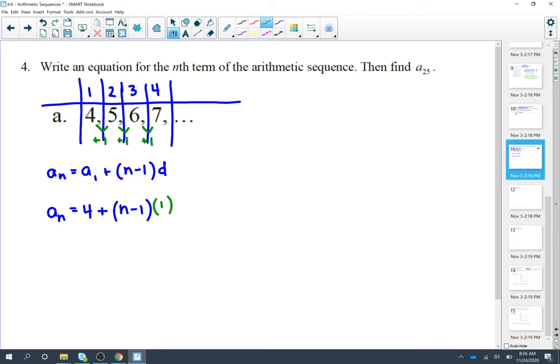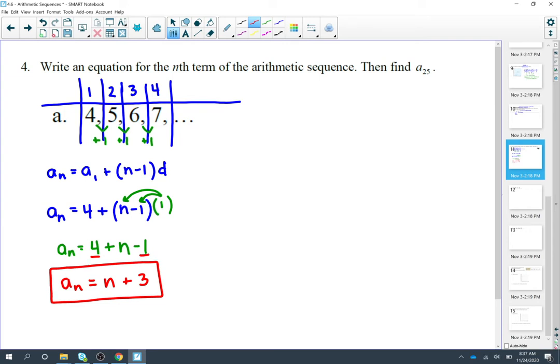Now, when you're doing this, don't leave it looking like this. We're going to make it pretty. So 4 plus, then we have this times this. We're going to distribute from the back. So you're going to have a sub n equals 4 plus n times 1 is n. Negative 1 times 1 is minus 1. Then we're going to combine like terms. I have a 4 and a negative 1. So we're going to have a sub n equals n plus 4 minus 1, 3. So your equation that will model this table is right there.